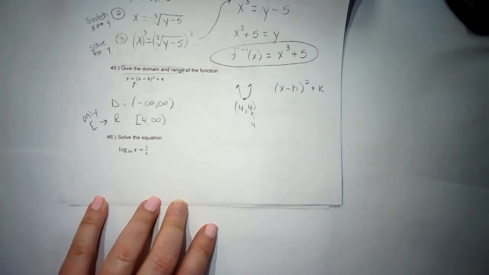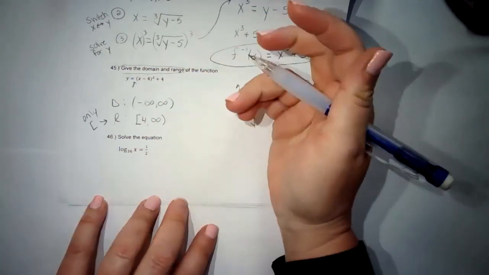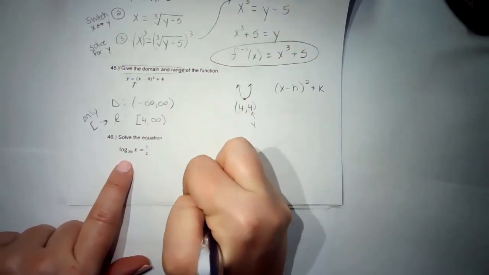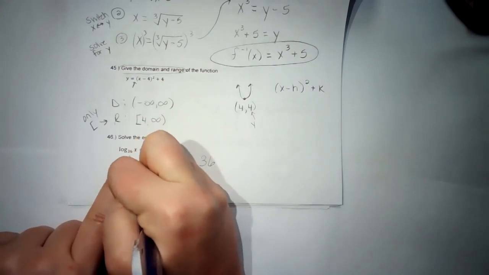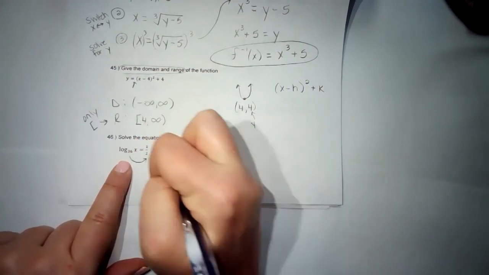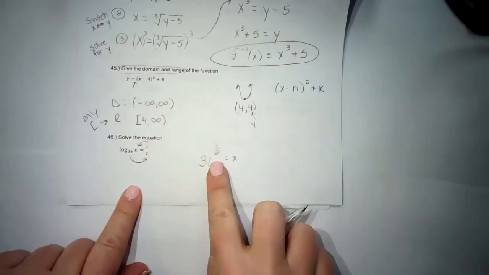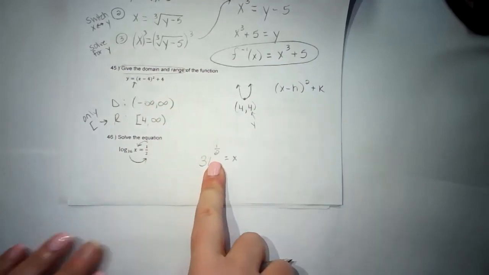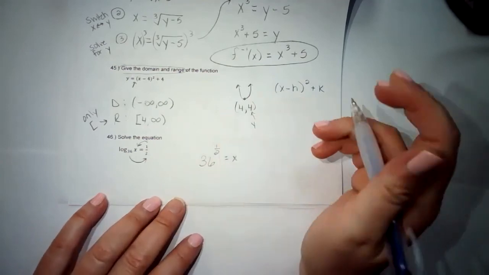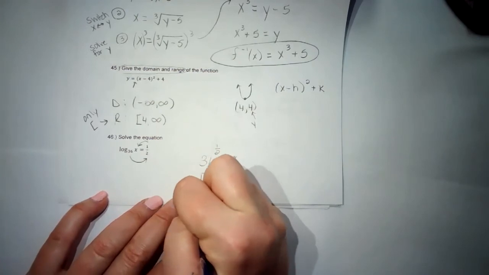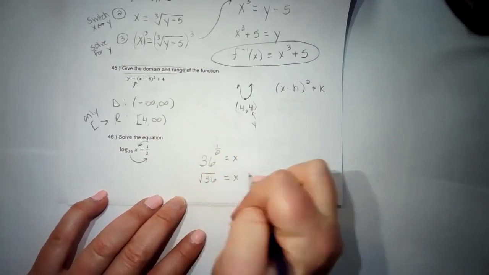Solve the equation. Okay, so if we only have one log and we want to solve, we're going to do the circle thingy. So what are we going to start with? 36. We raise it to the 1/2. And what does that equal? Equals x. Now, if you want to just put this in your calculator because you don't remember what it means, you can. But what does 1/2 mean as an exponent? Square root. So what's my answer?